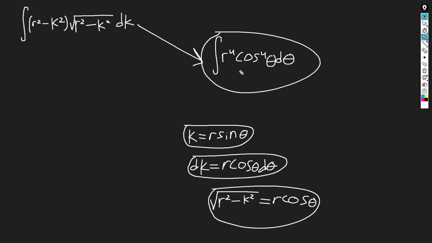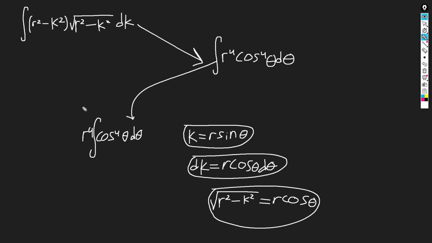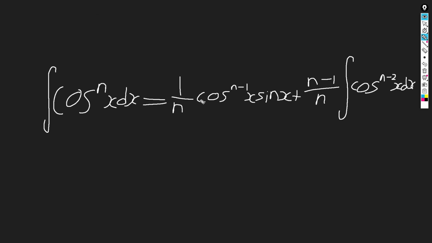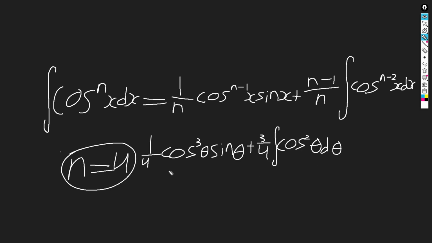this integral right here. And since r to the fourth is just a constant, we can just move that out of the integral to get this. Now we just need to find the integral of cos to the fourth of theta. And there's actually a formula for the antiderivative of cos x raised to the nth power, which is this right here. Making the substitution n equals 4, we get this.